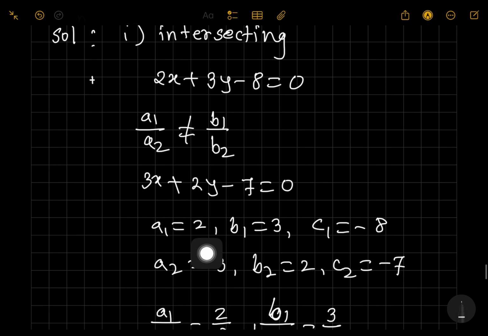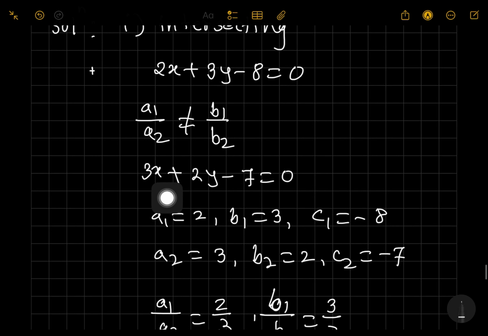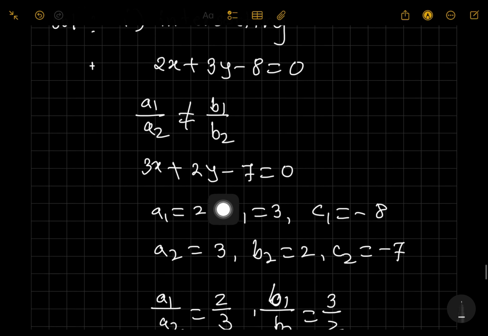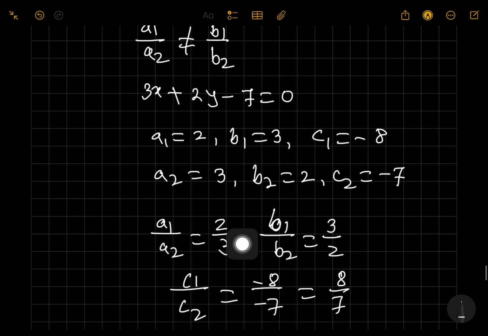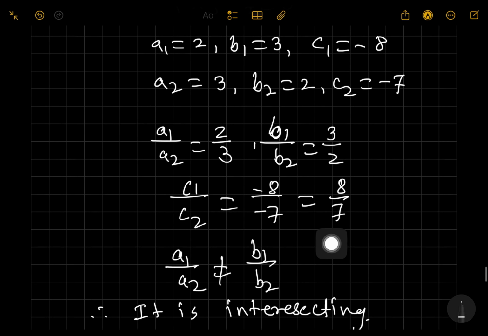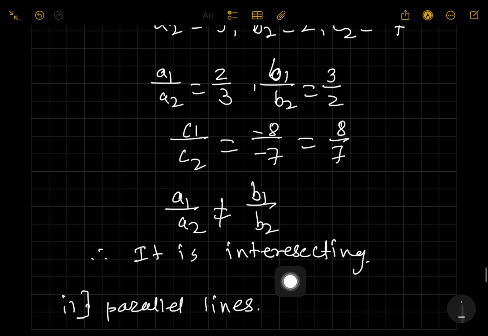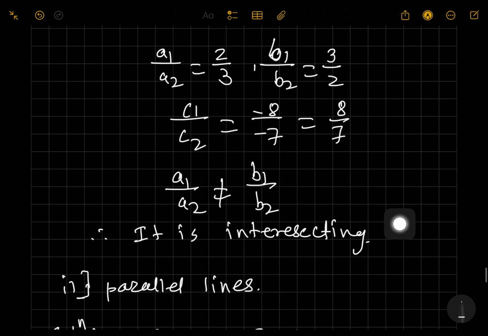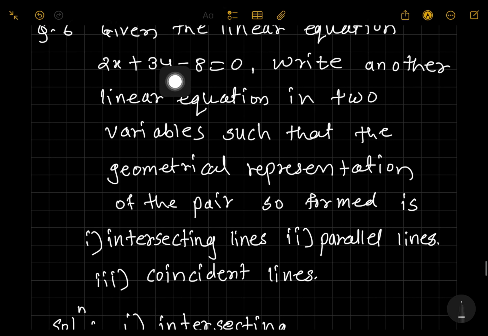And minus 7. If you take this, now see here a1 is 2, b1 is 3 and c1 is minus 8. Here a2 is 3, b2 is 2 and c2 is minus 7. So a1 upon a2 is 2 upon 3, b1 upon b2 is 3 upon 2, which is different. So a1 upon a2 is not equal to b1 upon b2, which means it is a pair of intersecting lines.